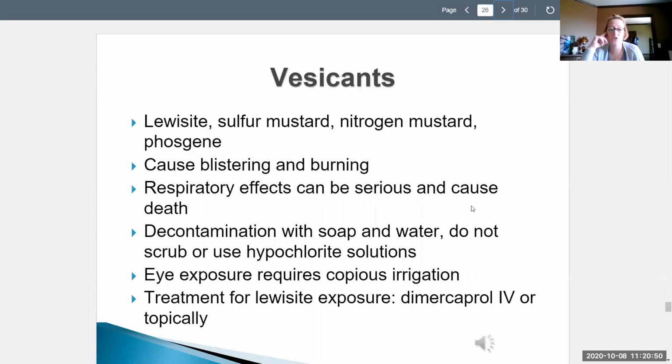Then you have your vesicants, which is lewisite, which is a type of arsenic compound, and then your sulfur mustard, nitrogen mustard, phosgene. These cause blistering and burning, and respiratory effects can be serious and cause death. Decontamination also with soap and water. Don't scrub or use hypochlorite solutions because it can cause the burning and the blistering to be worse. Eye exposure requires copious irrigation, and for lewisite exposure, the reversal agent is dimercaprol IV or topically. Dimercaprol is a chelating agent that removes the heavy metals from the blood.